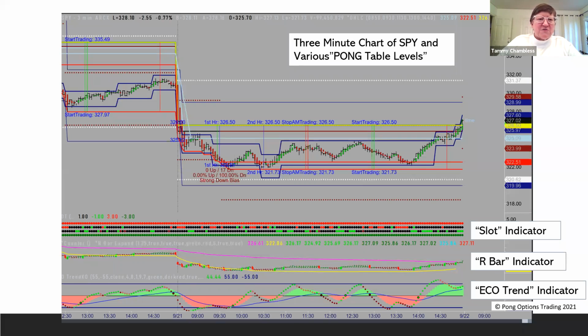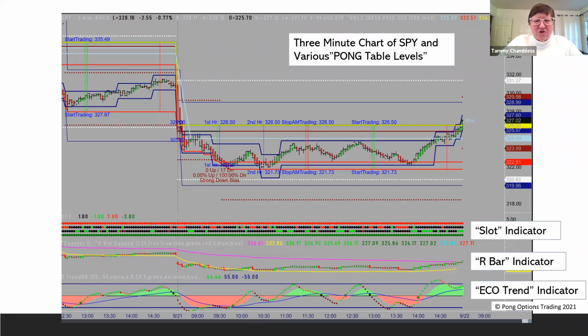So after this swing up with green R bars, you get a red R bar telling you that it's likely to head down. And so there's some other trades you can take off of that besides the zero DTE trades, but we'll get into that not in this video, but after you've had some time to trade with PONG.